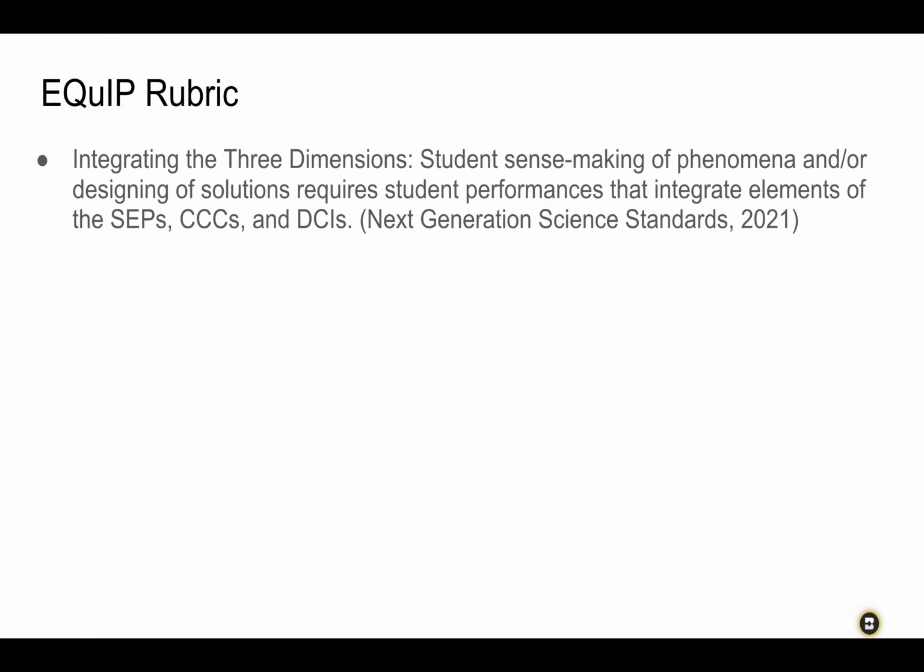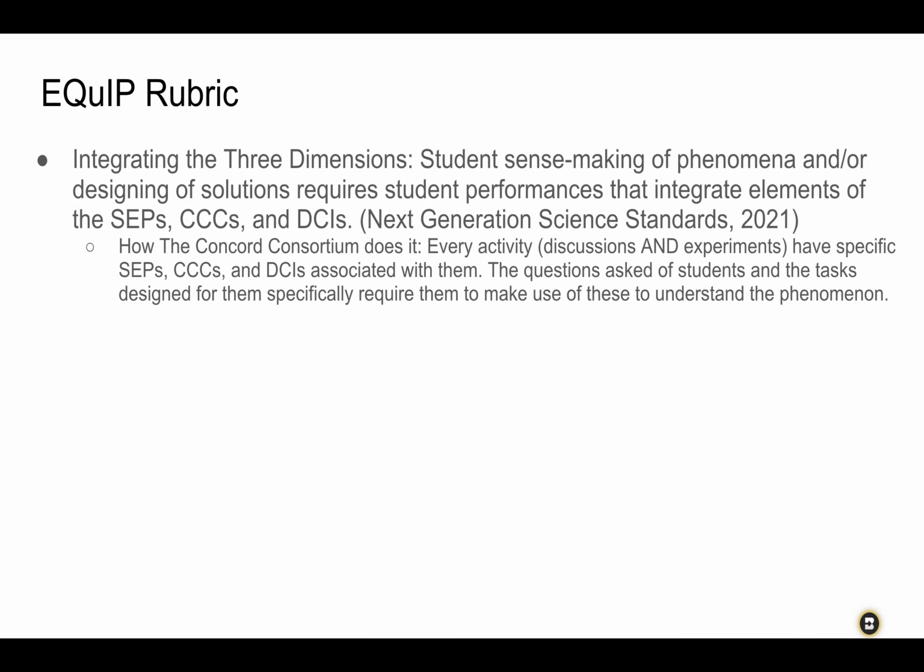Another criterion from the rubric: integrating the three dimensions. Student sense-making of phenomena and/or designing of solutions requires student performance that integrates elements of the SEPs, CCCs, and DCIs. How the Concord Consortium does it: every activity, discussion, and experiment has specific SEPs, CCCs, and DCIs associated with them. The questions asked of students and the tasks designed for them specifically require them to make use of these to understand the phenomenon. Standards connection example.